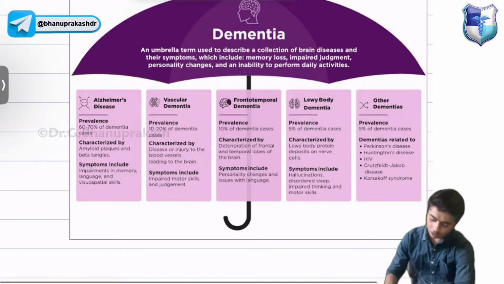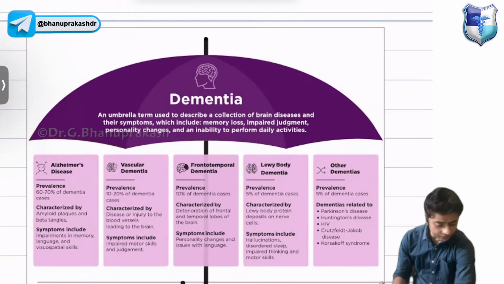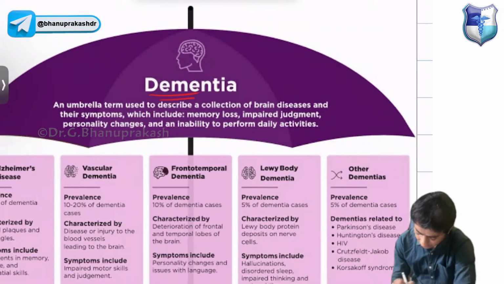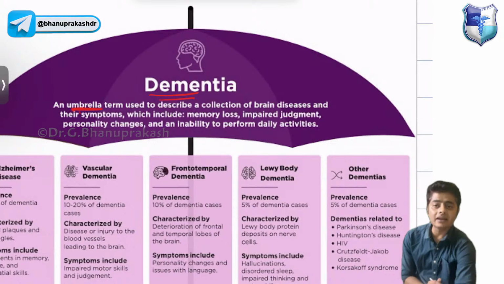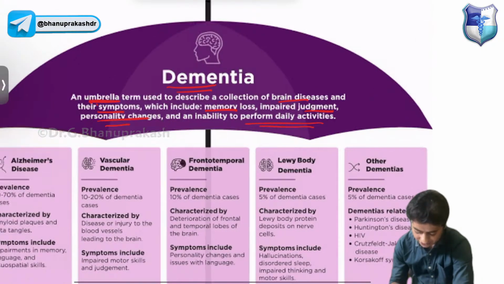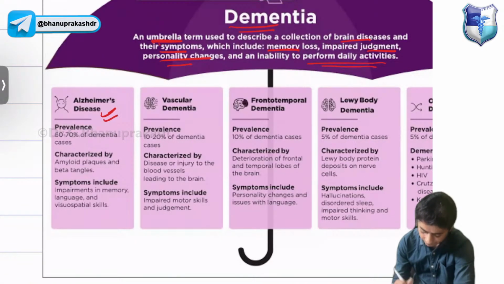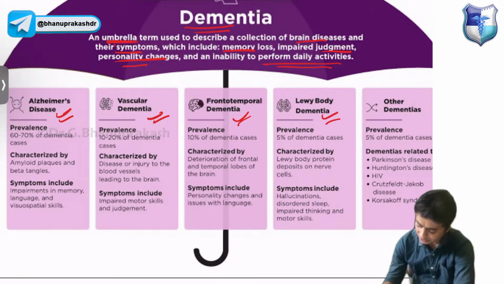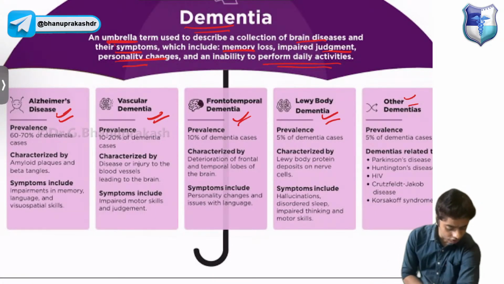Okay. Now before we wind up this lecture, we will first see this: dementia is an umbrella term. It is a collection of brain diseases and their symptoms, which include memory loss, impaired judgment, personality change, and inability to perform daily activities. So dementia is an umbrella term in which comes your Alzheimer's, vascular, frontotemporal dementia, Lewy body dementia, and other dementias also.